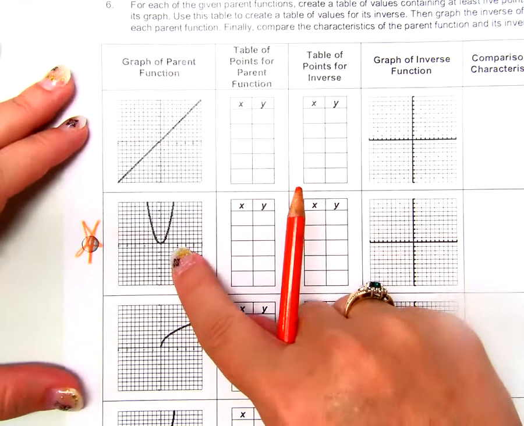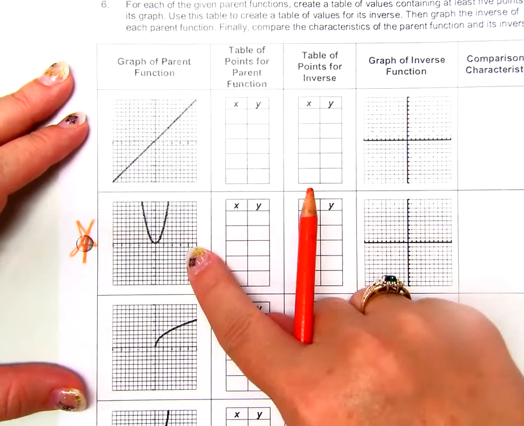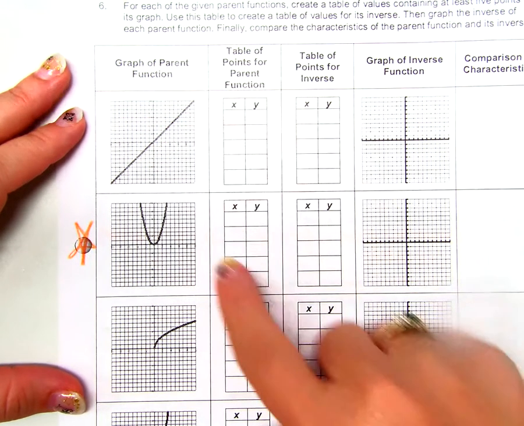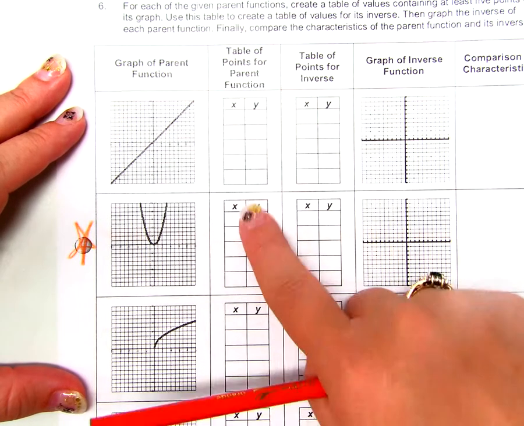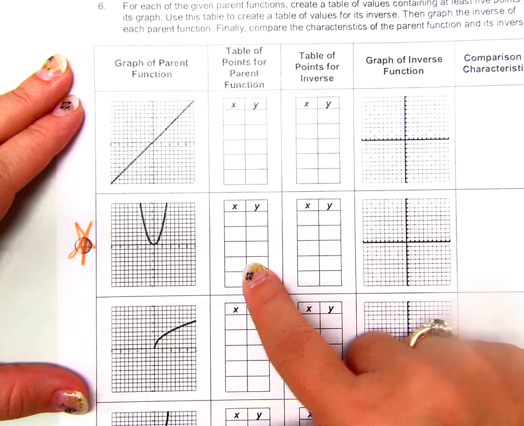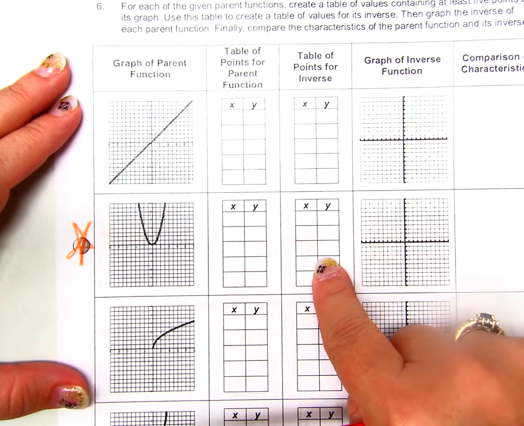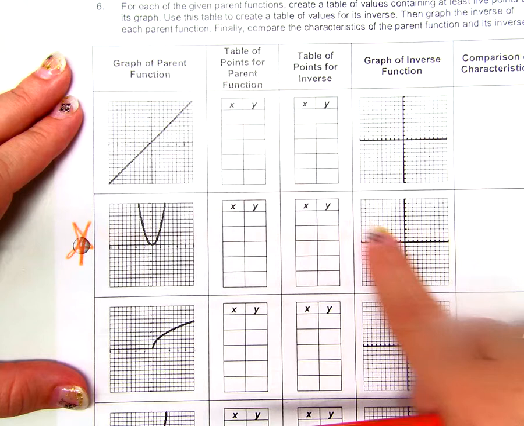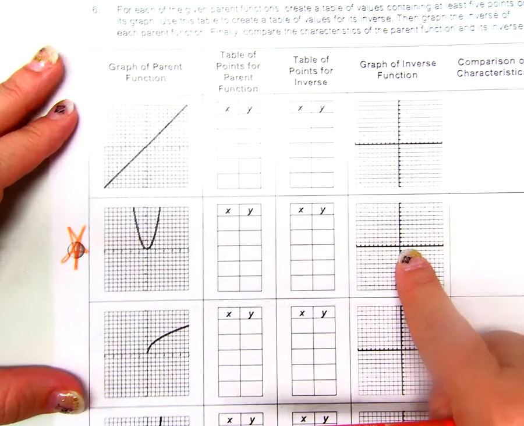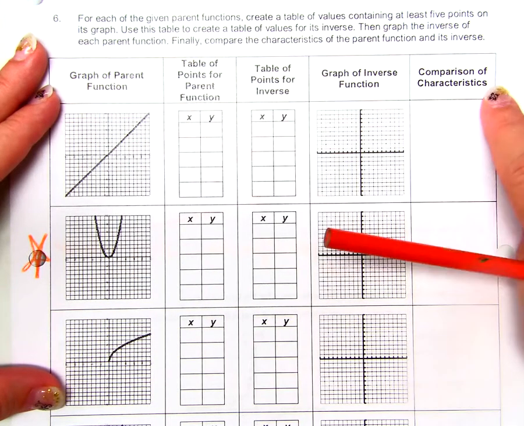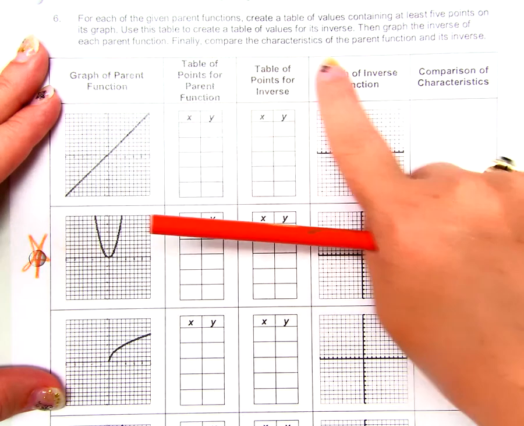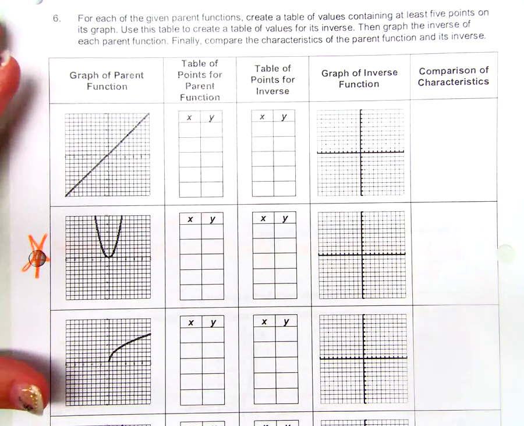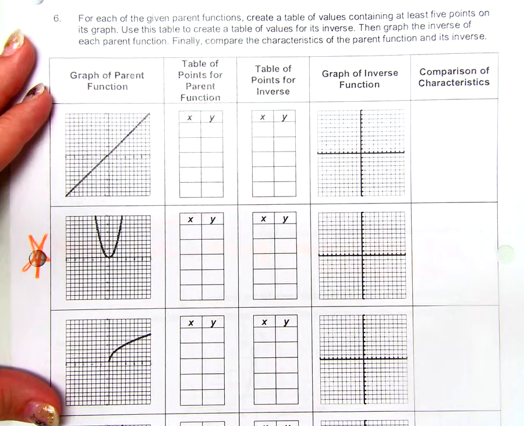Okay? So what are you going to do here on this problem? Just like we did on the front, right? You're going to find points on this graph, put it in the table for the parent function. Recopy the table except switch the x and the y, then plot the new table, which will be the inverse, and then compare their characteristics. Compare the characteristics of the parent function and its inverse. Okay? Any questions about that? Okay. Yes, just those 4. Only the 4 that we put stars beside.